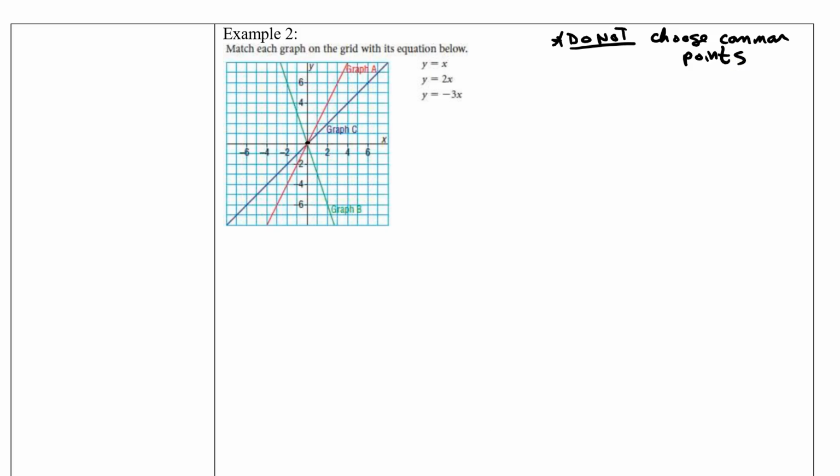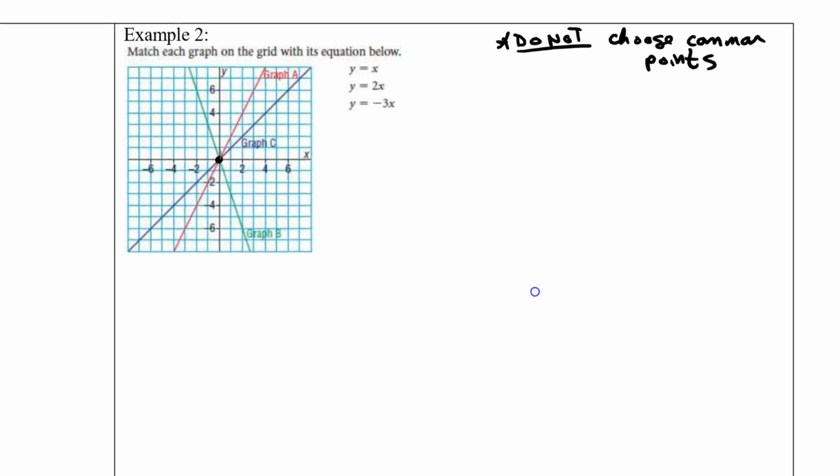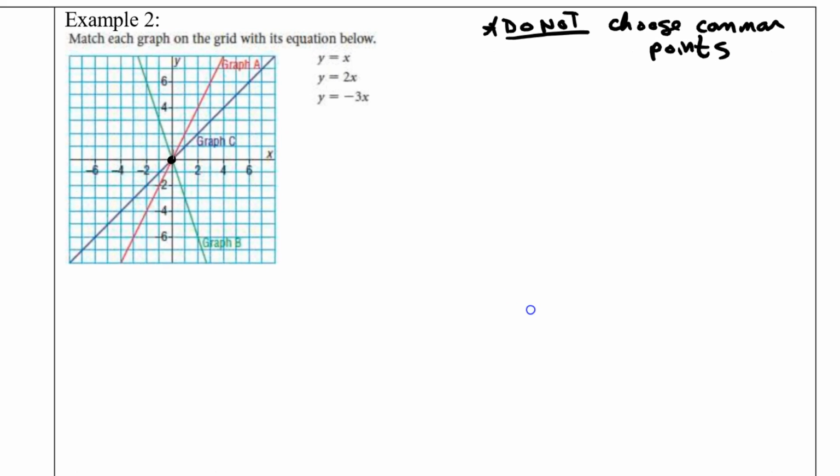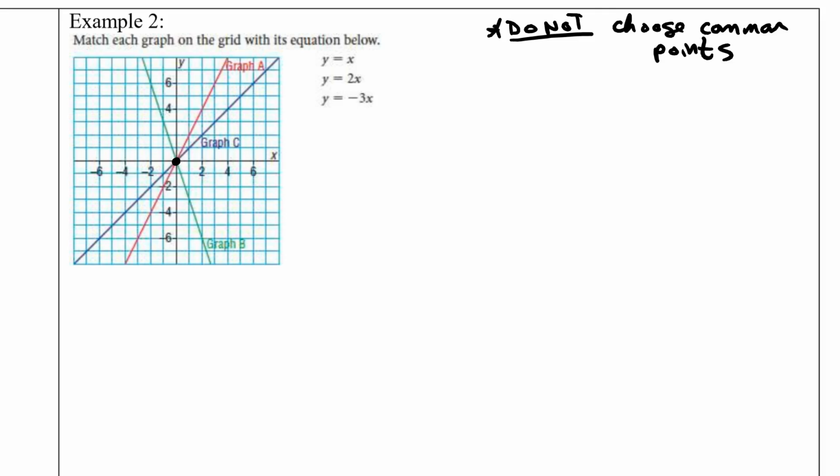For example, if I were to pick the point 0, 0 and test them in each of these, they would for certain all be a part of each graph. So what I want to do is pick points that are easy to substitute but are distinct. So for example, on graph B, I want to put in -1 and 3, so our test point. We'll put -1 and 3.